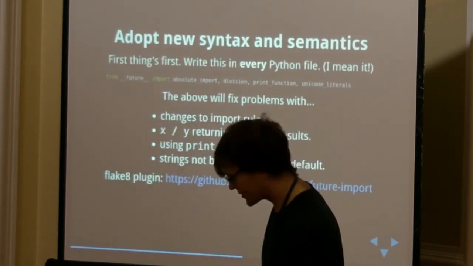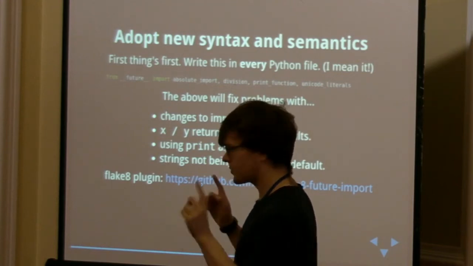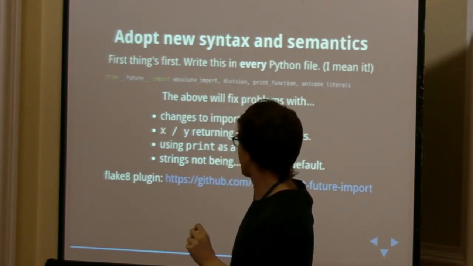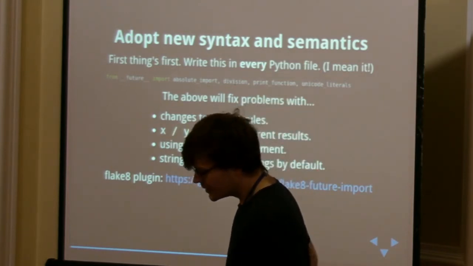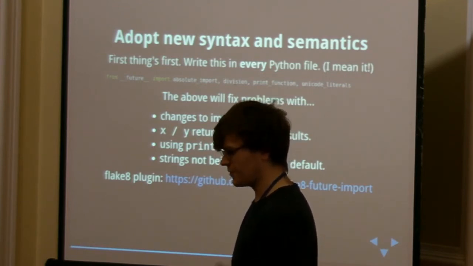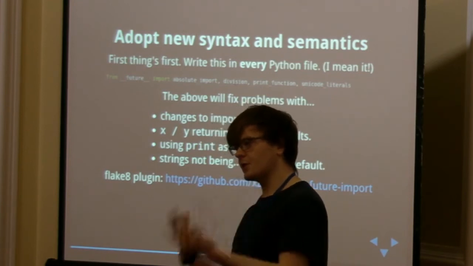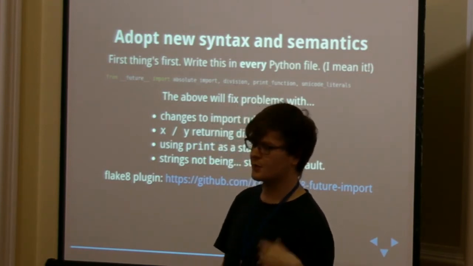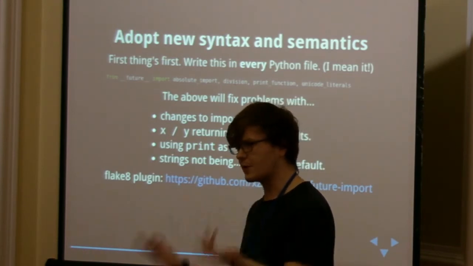You have to change your syntax and semantics for all of your code, so you can write code that works with both versions. One thing that I strongly recommend is put this future import line on top of every single Python file in your code base, and I mean that. That will fix differences in the absolute import rules, how the importing works. Division, where division returns a floating point in Python 3 but sometimes an int in Python 2, that will fix that. Print will be a function, not a statement.